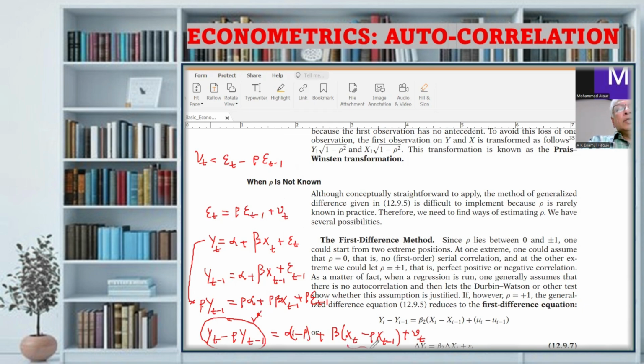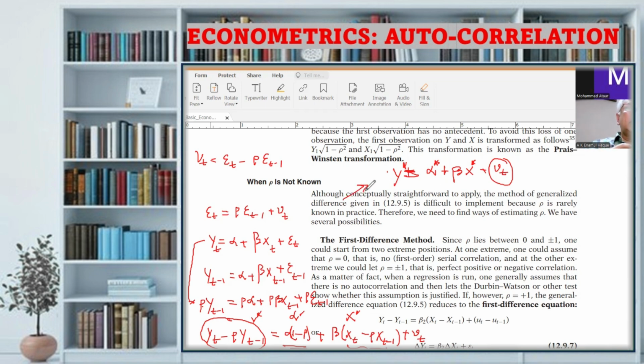And this as a new x star? And this as an alpha star. So the new model becomes y star, which is actually a difference. Remember, this is y minus this. Y star equals alpha star plus beta x star plus nu t. And nu t is no longer autocorrelated. So this model is Euler's fine. So that's how I corrected it.